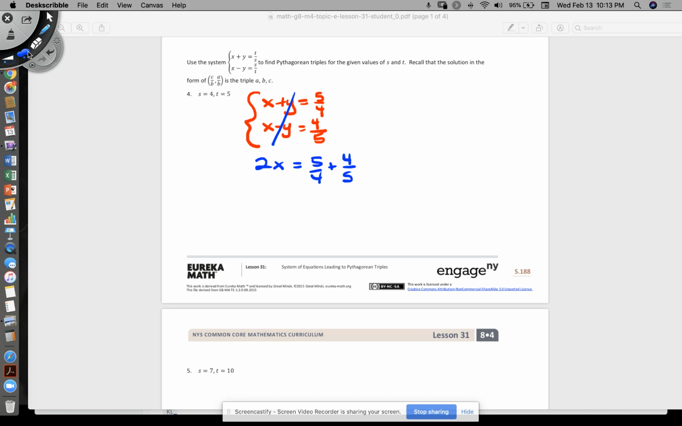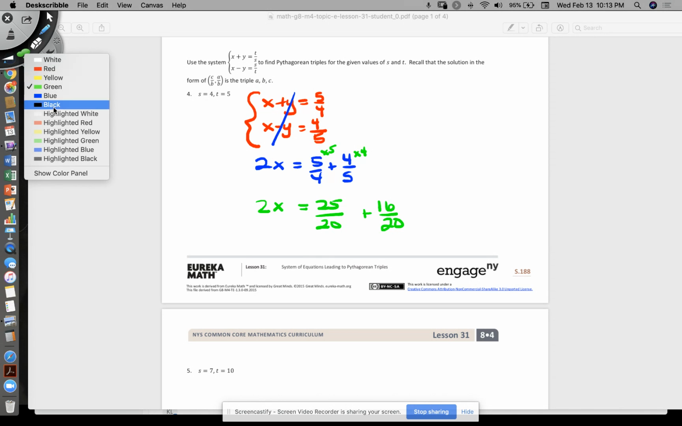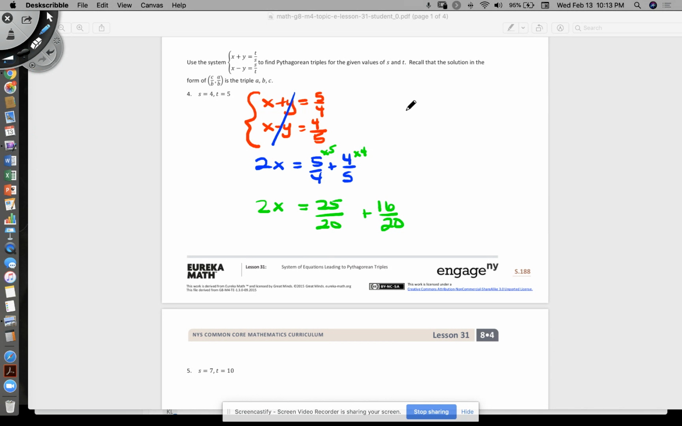Well, my denominator is not the same, so I need to change that. So I'm going to multiply this whole fraction by 5 and this whole fraction by 4. So I wind up with 2x equals 25 over 20, plus 16 over 20. And now I have common denominators. I can go ahead and add those up. So, by the way, you're going to need to write small for this entire lesson. It was a lot of work. So I'm going to say 2x equals 41 over 20.